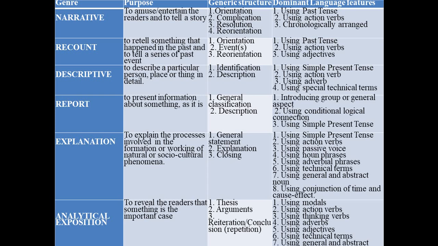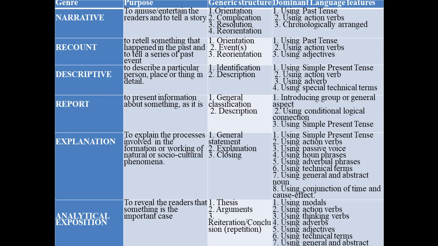And the next genre is descriptive. The purpose of descriptive text is to describe a particular person, place, or thing in detail. Its generic structure has only two divisions: identification and description. And in dominant language features, you can find simple present tense, action verbs, adverbs, and special technical terms.